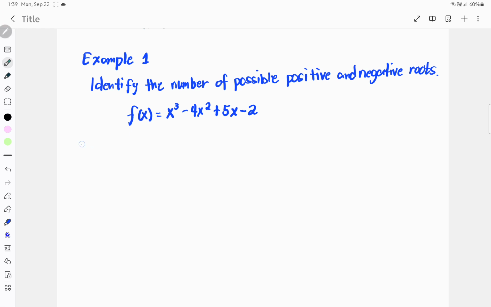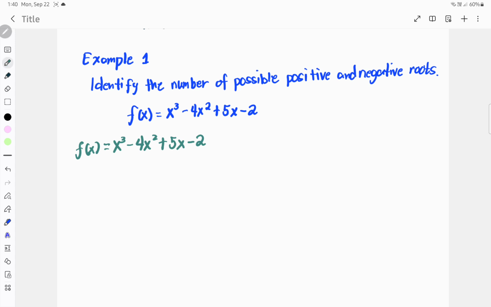So I'm going to rewrite the function. f of x equals x cubed minus 4x squared plus 5x minus 2. Make sure that the function is ordered from highest to lowest degree, and you can disregard any missing terms in the order of the degree. It doesn't have any effect. However, make sure that it is from highest to lowest. Here, as you can see, it's from highest to lowest: 3, 2, 1, and then 0, so x raised to 0 is that.